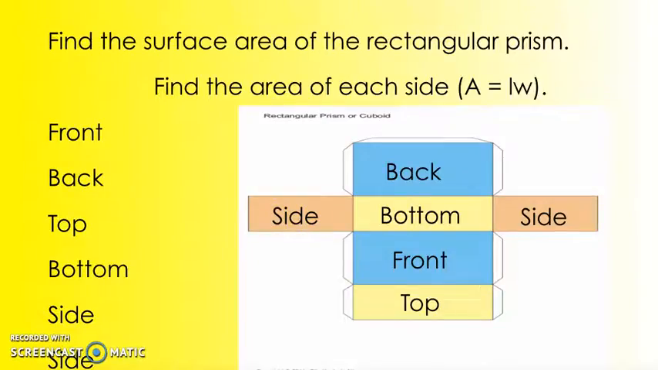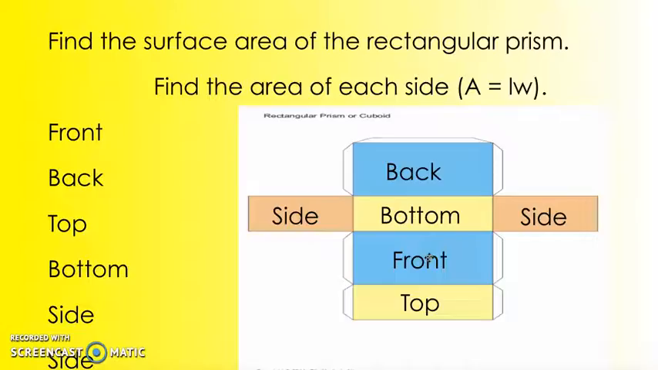On a rectangular prism, there's always a top and a bottom, okay? And then there's a front and a back, and there's a side and a side. So there are always those 6 faces on a rectangular prism. Our job to find the surface area is to find the area of each of those 6 faces and add them together.